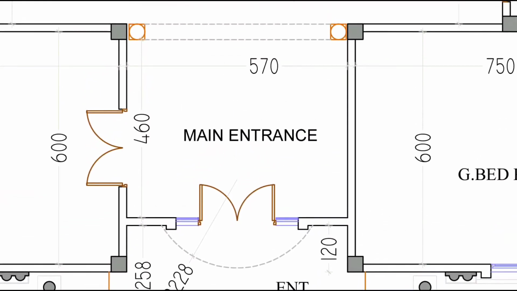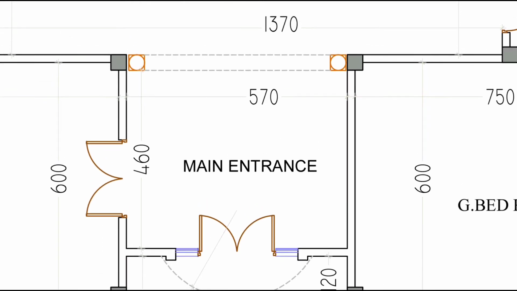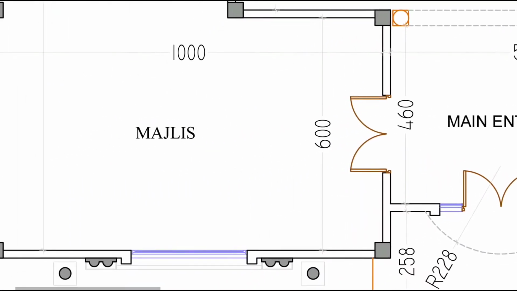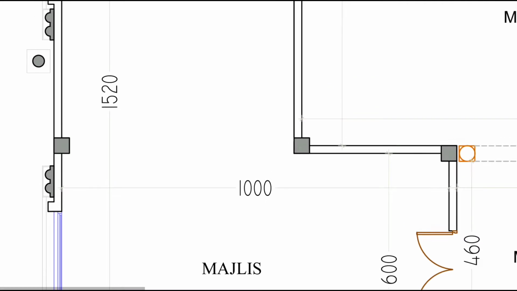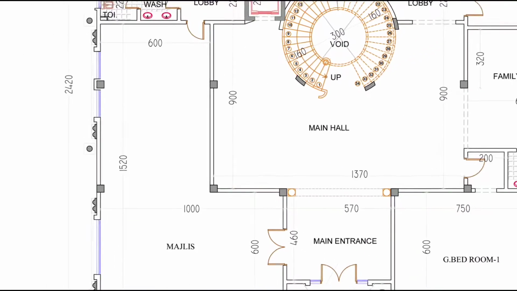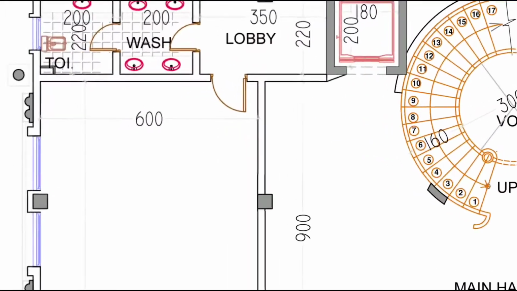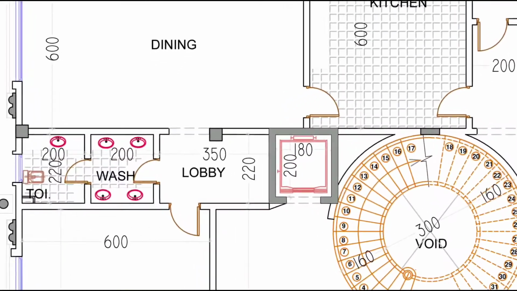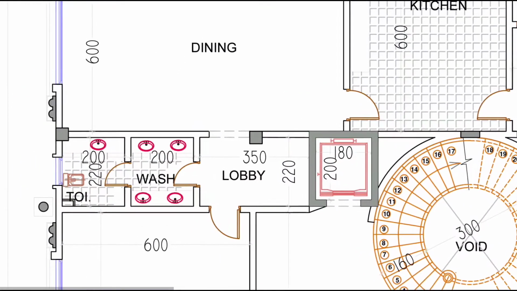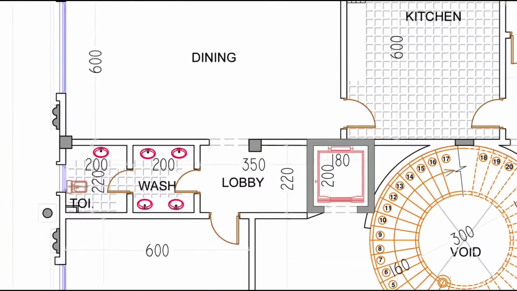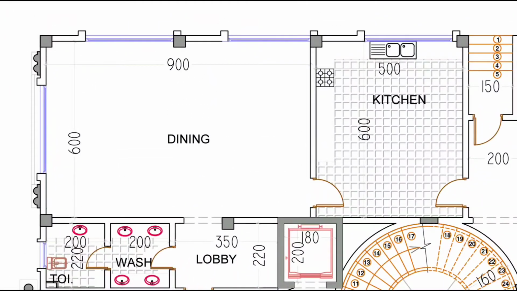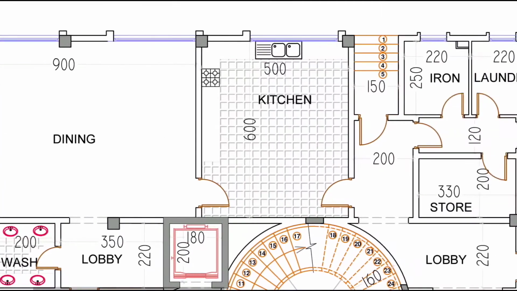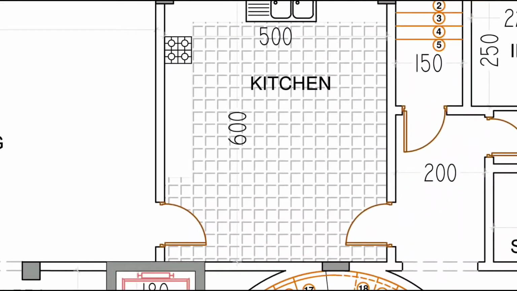This is the main entrance. All units are in centimeters. This main entrance is 570 by 460. And on the left side we get our majlis area, a big hall, 600 centimeters by 1000 centimeters, and this 1520 centimeters wide length. And this is 600 centimeters this side. This is attached. You can access through this. This is washroom and this is toilet. After that, this dining is 600 by 900 centimeters. This kitchen attached is 600 by 500 centimeters.